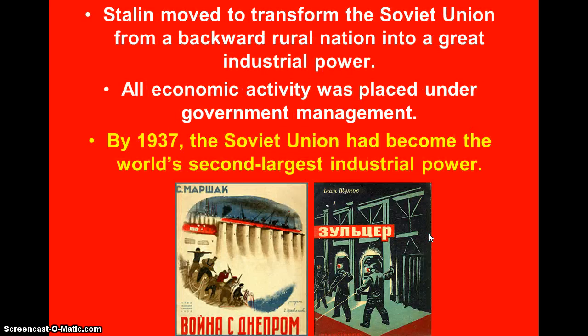So Stalin moved to transform the Soviet Union from a backward rural nation into a great industrial power. All economic activity was placed under government management, and by 1937, the Soviet Union had become the world's second largest industrial power. Remind you of anything? China. China is the second strongest superpower and number one industrial power, and it is also a communist state.